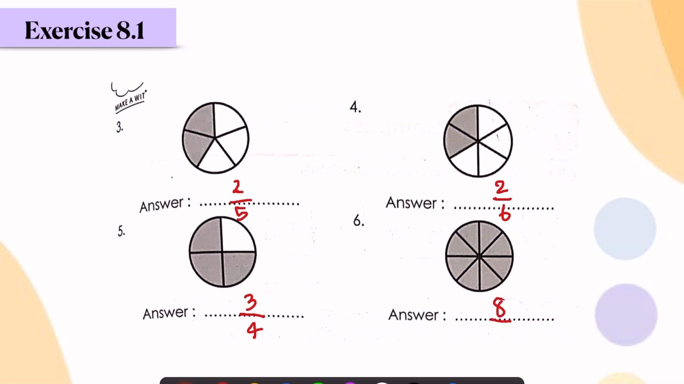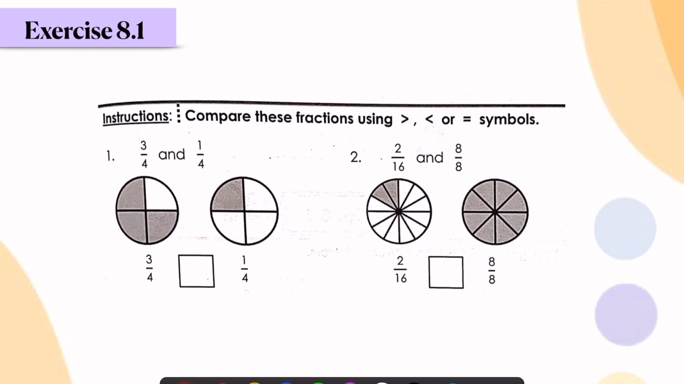So 8 over 8. For this exercise, they want you to compare these fractions using the greater than, less than, or equal symbol. Very easy. You just look at the picture and you can answer. Don't think too much. So for number 1, 3 over 4 is greater than 1 over 4. Very good. And number 2, 2 over 16 is less than 8 over 8. You can see from the picture.